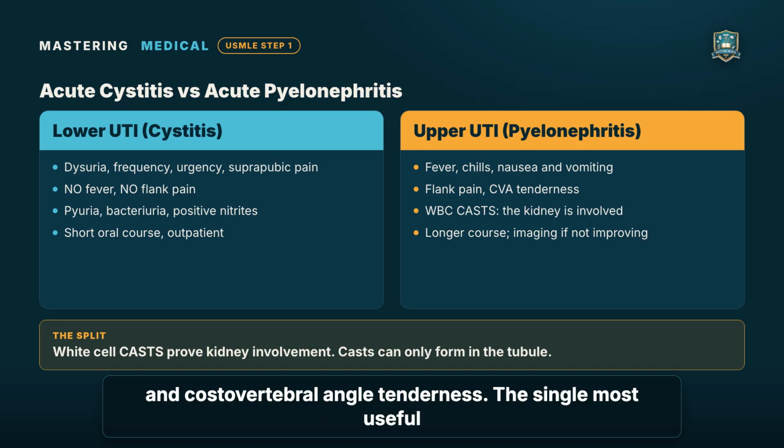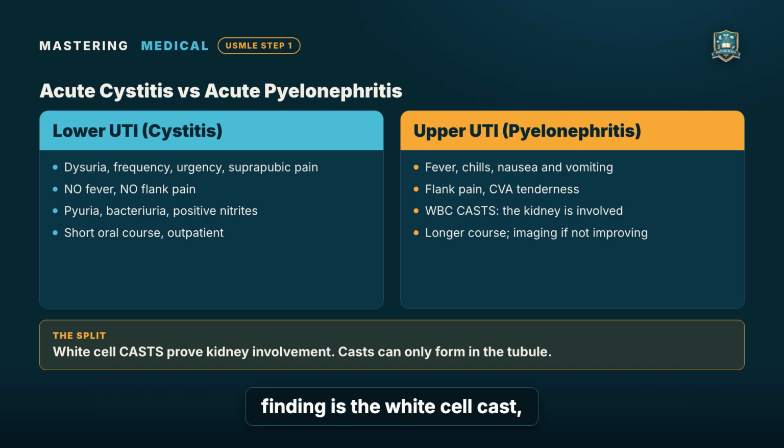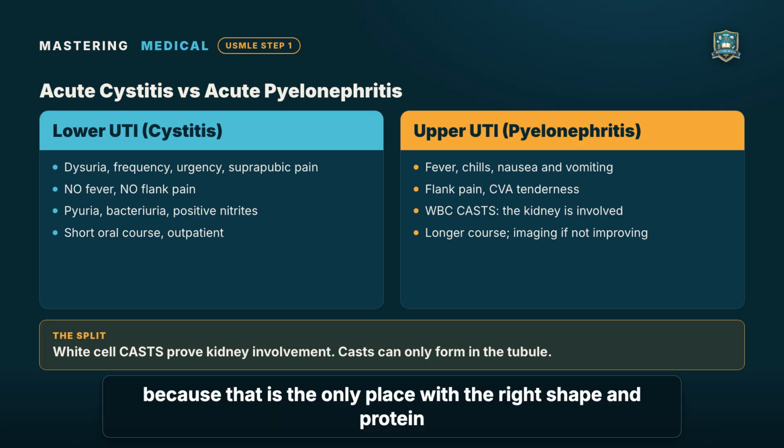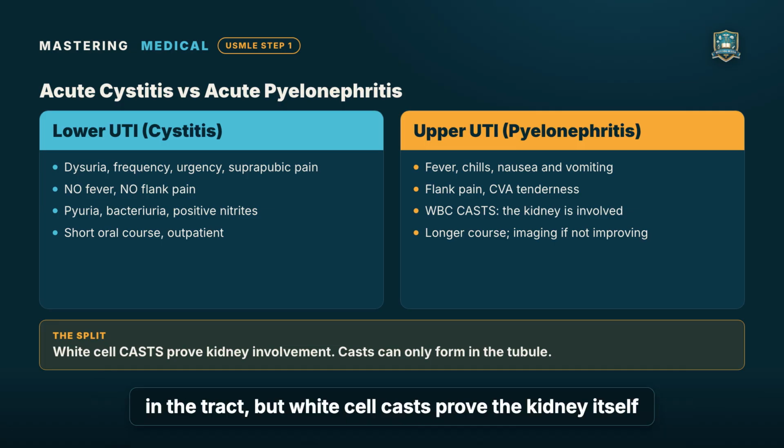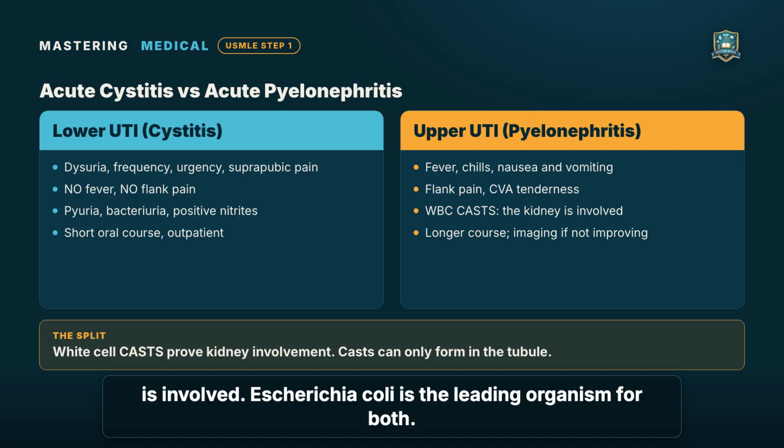The single most useful finding is the white cell cast, and here is why it is decisive. Casts can only form inside a renal tubule, because that is the only place with the right shape and protein matrix to mold them. So white cells alone could come from anywhere in the tract, but white cell casts prove the kidney itself is involved. Escherichia coli is the leading organism for both.